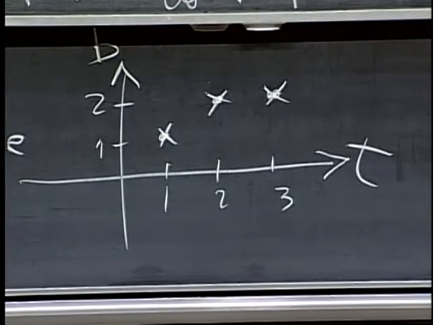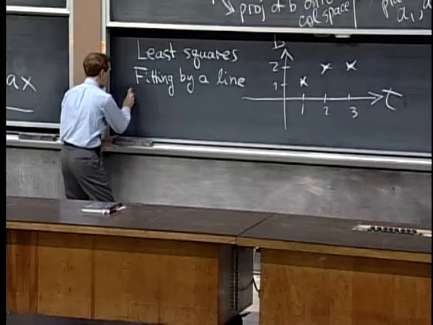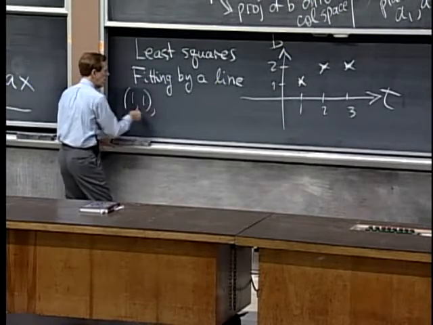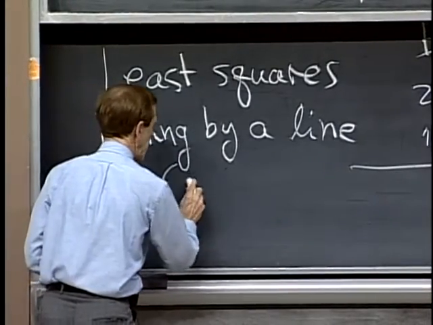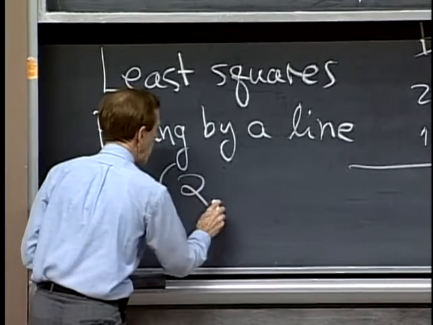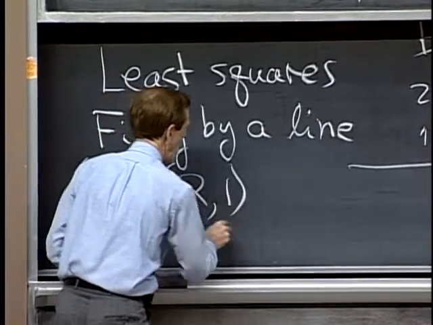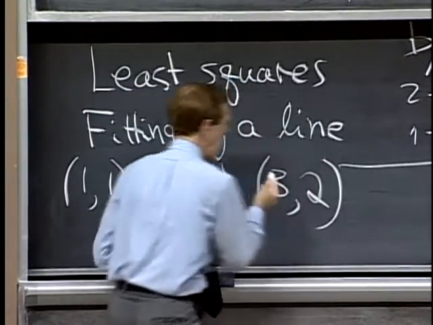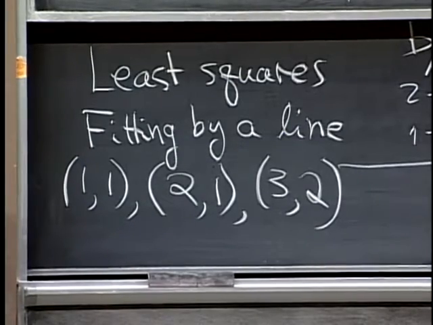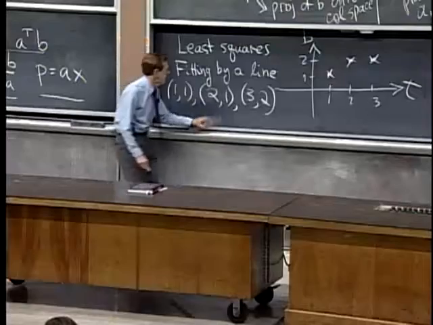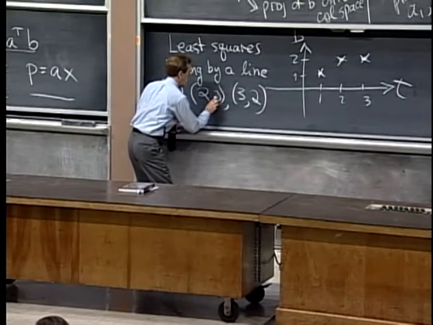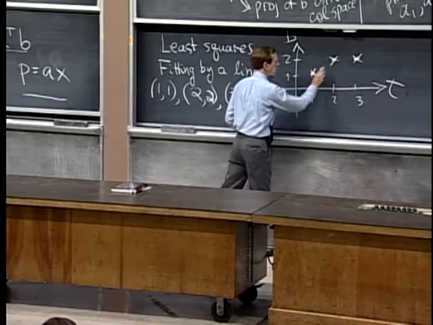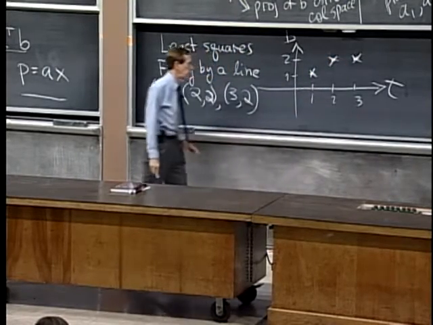So the problem is fit the points. 1 is the first point. The second point is t equals 2, b equal 1. And the third point is t equals 3, b equal to 2. So those are my 3 points. T equals, sorry, that's 2. Okay. So this is the point 1, 1. This is the point 2, 2, and that's the point 3, 2.